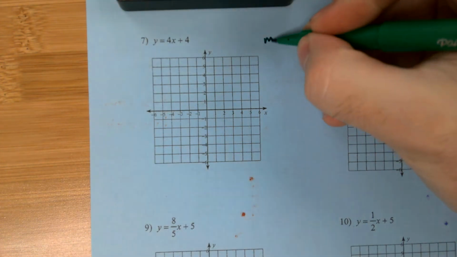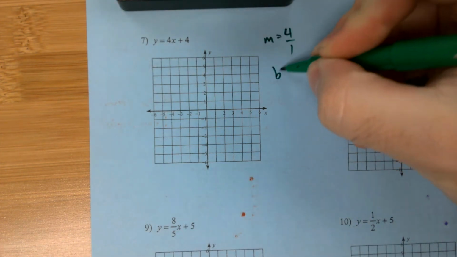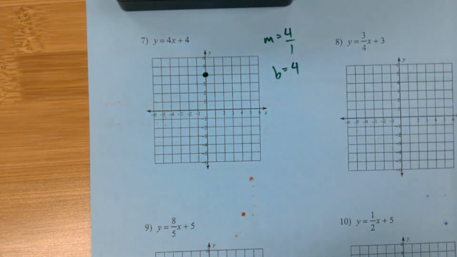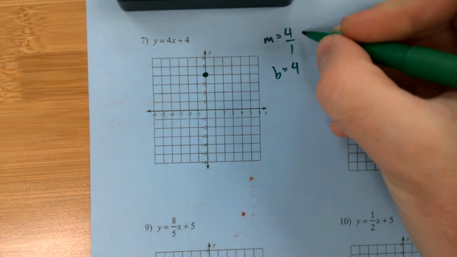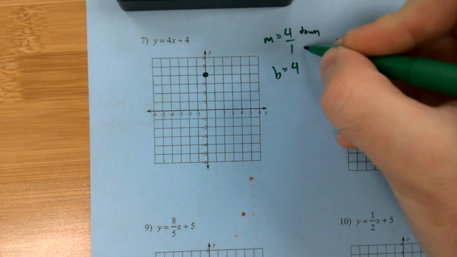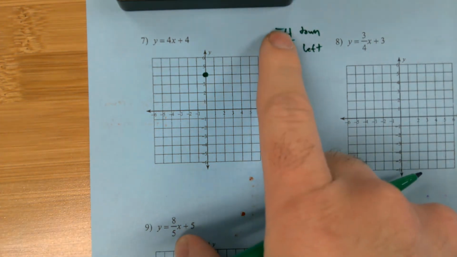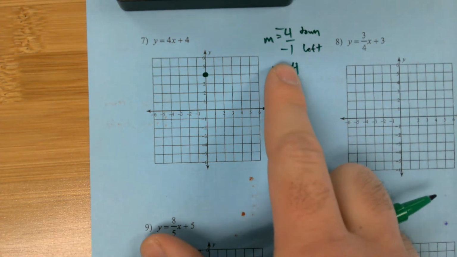All right, our slope here is 4 over 1 with a b value of 4. Now remember, this is the one we talked about yesterday together, right? So when we have a rise that's going to take us off the graph, if we went up 4, it's going to go off the graph. We don't want that because then it's not going to be precise. So instead, we're going to go 4 down and 1 to the left.